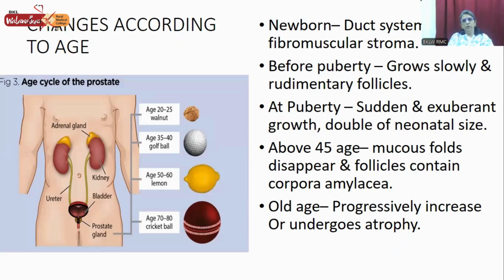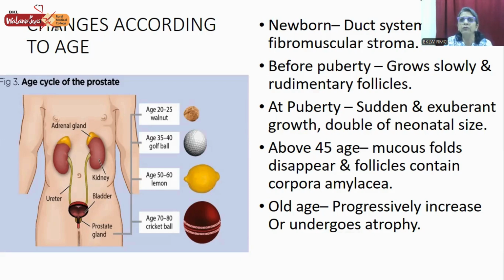Now, we'll see the changes in the prostate gland according to age. For the size, from age 20 to 25, the gland is about walnut size. At 35 to 40, it is of golf ball size. It still increases at the age of 50 to 60, which is lemon size. And at 70 to 80, it is cricket ball size. So this is how the size varies according to age.